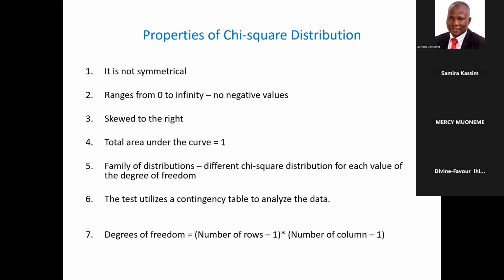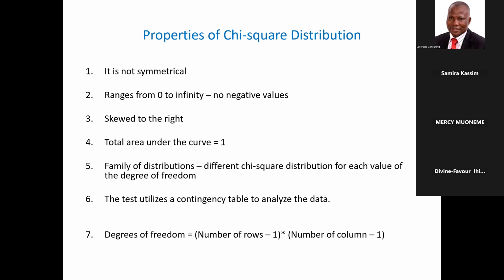So, properties: it is not symmetrical, as you can see, it's skewed. It ranges from 0 to infinity, no negative value. Skewed to the right. Total area under the curve is still 1. Any probability distribution curve, this total area is usually 1, just like the normal distribution is 1. Even the T distribution is 1.